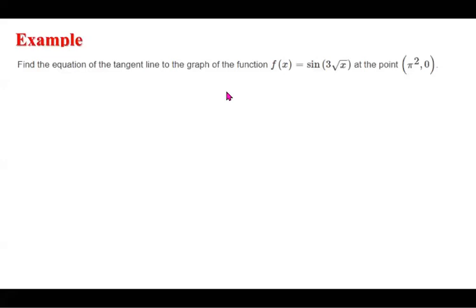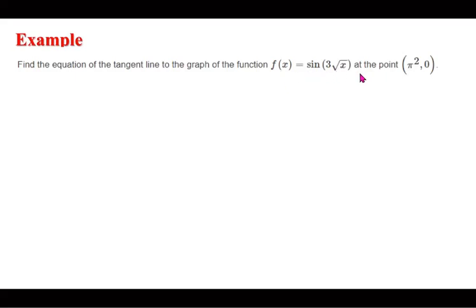Here is example 2. It's a very, very famous question in Calculus 1, finding the equation of tangent line. So here we are asked to find the equation of line. Okay, we have to find the equation of the tangent line to the graph of this function. Here is the function. The point is already given at the point pi squared comma 0. In order to find the equation of the tangent line, we need the point and the slope. Point is already given. We need the slope.